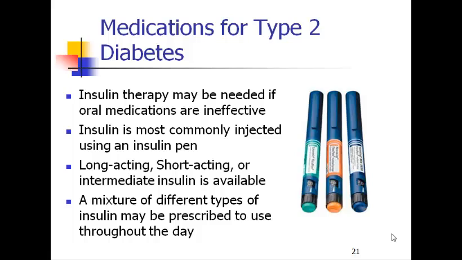Insulin therapy may be needed because normal digestion interferes with insulin taken by mouth. Insulin must be then injected. Injections are done with an insulin pen using a very fine subcutaneous needle. Types of insulin include fast-acting, long-acting, and intermediate. Common brand names include Humalog, Novolog, and Lantus. A mixture of different types of insulin may be prescribed to use throughout the day and night.